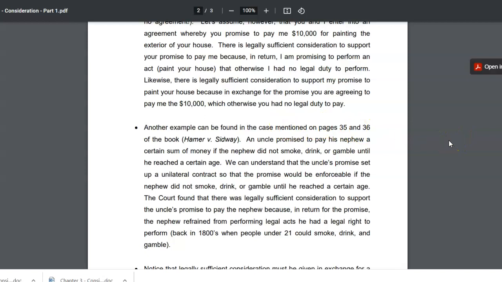It's a classic case back in the 19th century that actually, they tell me, took place, or the facts arose, in the town of Elma, one of our second ring suburbs to the city of Buffalo. In any event, an uncle promises to pay his nephew a certain sum of money if the nephew did not smoke, drink, or gamble until he reached a certain age, and the age was 21. So we can understand the uncle's promise set up a unilateral contract, or better said, an offer to enter into a unilateral contract where it would be enforceable if the nephew did not smoke.